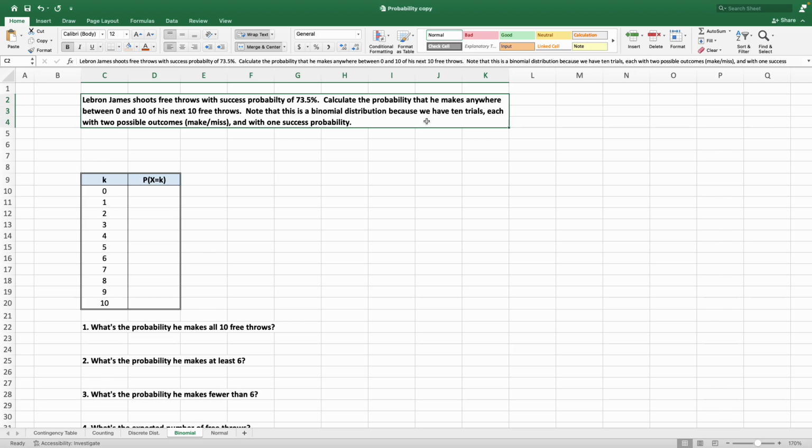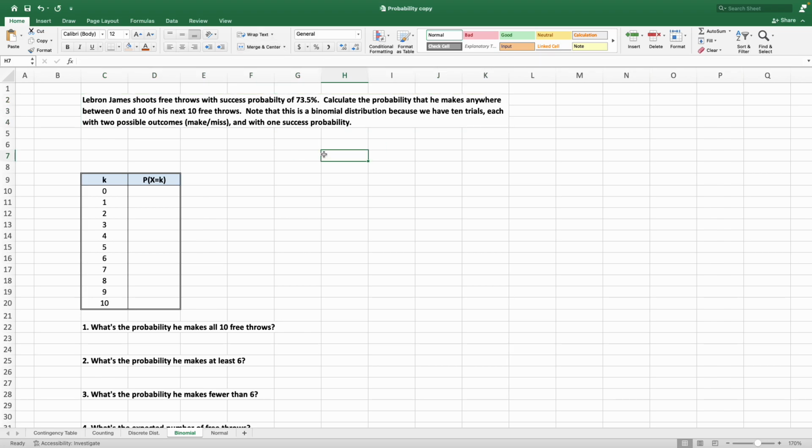Let's calculate the probability that he makes anywhere between 0 and 10 of his next 10 free throws. Let's note that this is a binomial distribution because we have 10 trials, each with 2 possible outcomes. He either makes or he misses, and with one success probability. So we want to fill out this table to begin with.